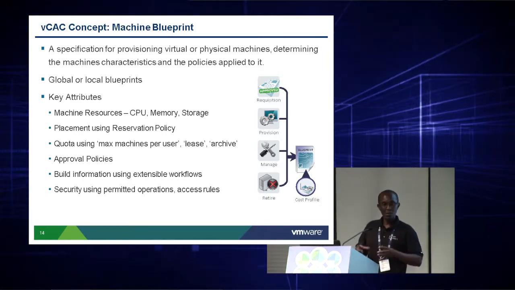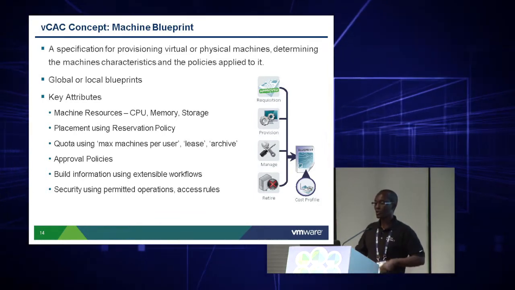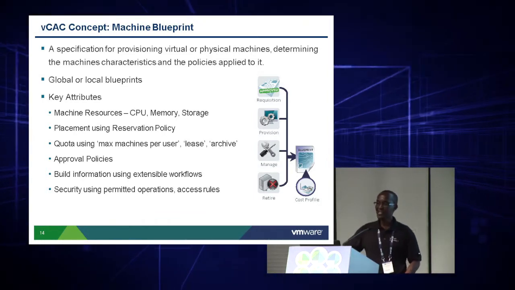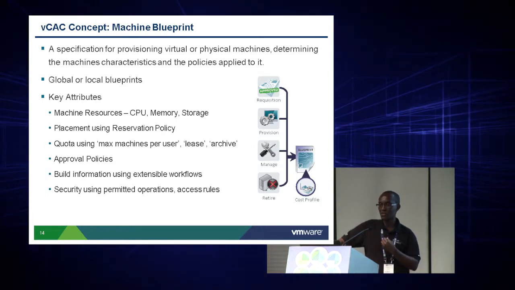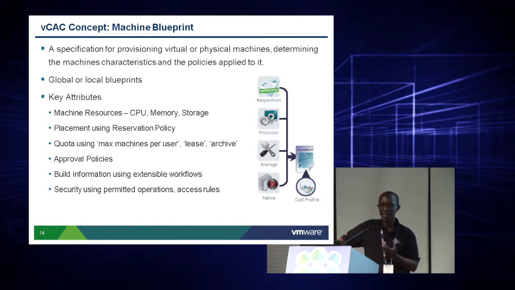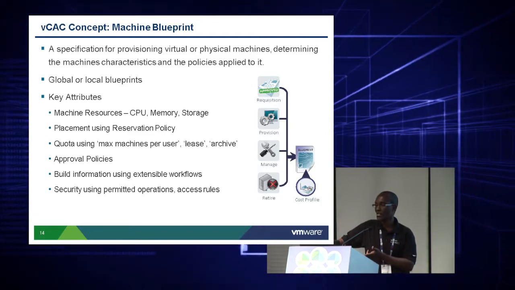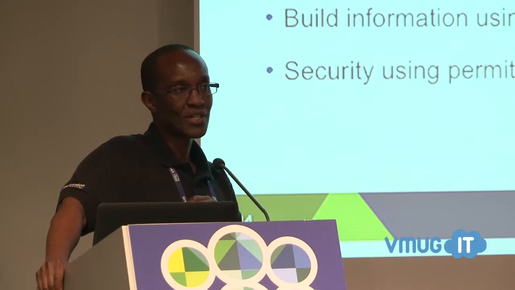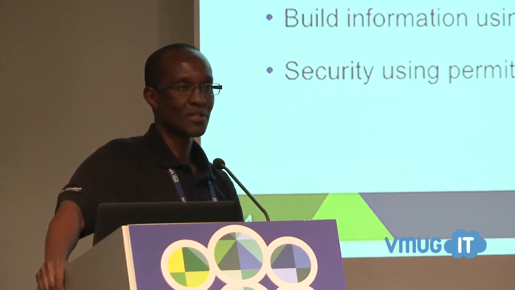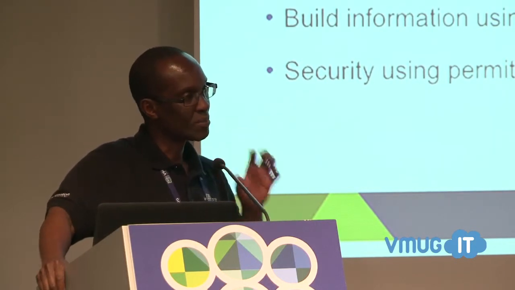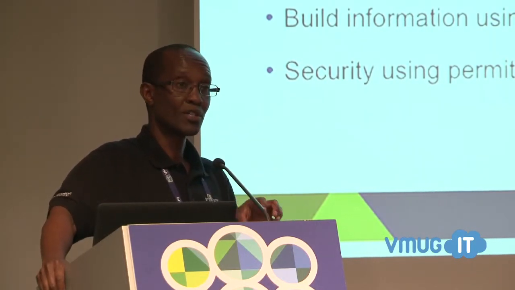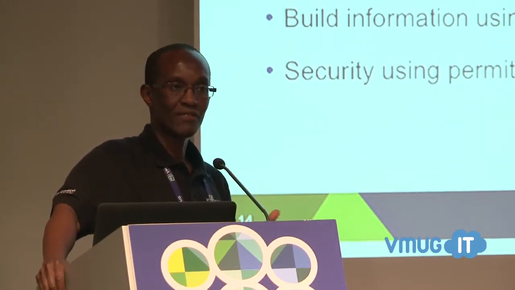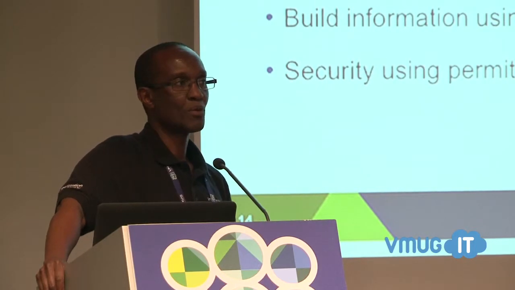You can end up with either global or localized or local blueprints. But the key attributes for a blueprint are the fact that you can define machine resources, so things like memory and CPU and storage. You can also define within the blueprint itself where you want to deploy these virtual machines. So you have a collection of endpoints or a collection of resources, and you can say when you deploy this virtual machine or when you deploy this blueprint, I want it deployed only in these environments. So you can define that also within the blueprint itself.